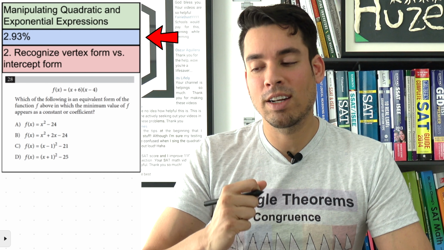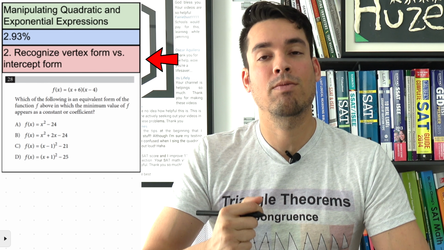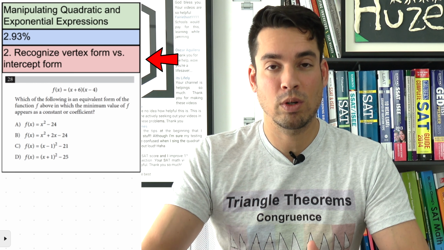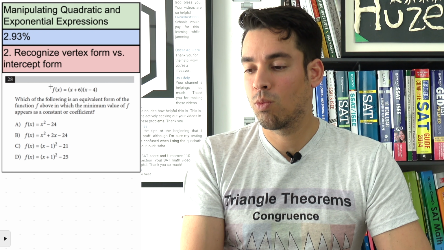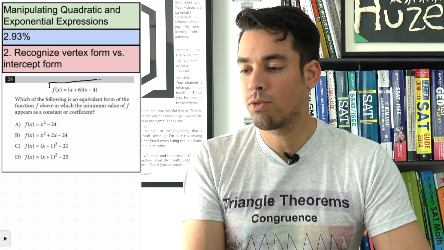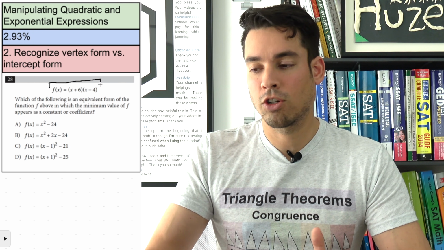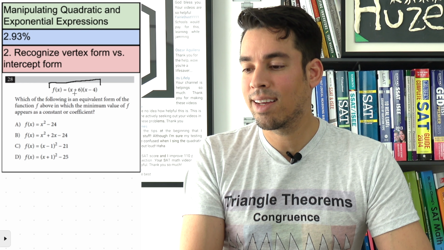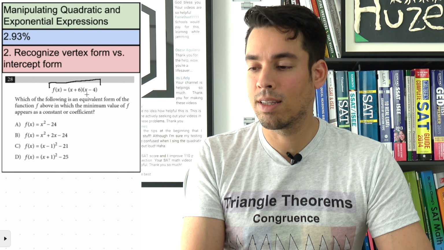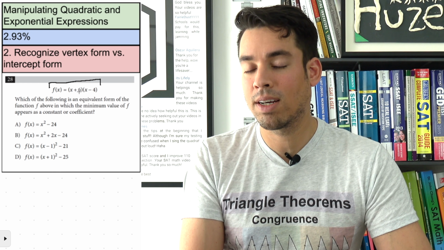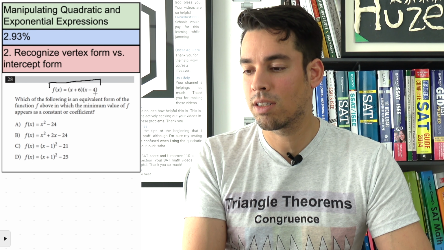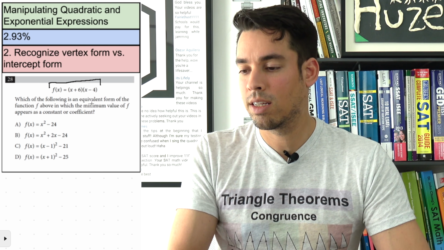The next category is manipulating quadratic and exponential expressions, which constitutes 2.93% again. And here the strategy is recognize vertex form versus intercept form, in particular with quadratics. So what am I talking about here? Well, if we look at this function, this is of course a quadratic function, right? And we're seeing it in intercept form. What does that mean? That means that I can quickly identify the x-intercepts as -6 and +4 just from looking at it in this format.